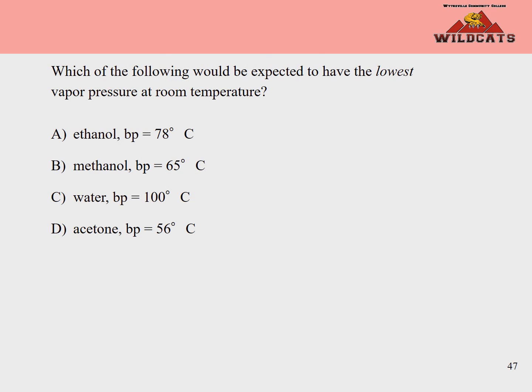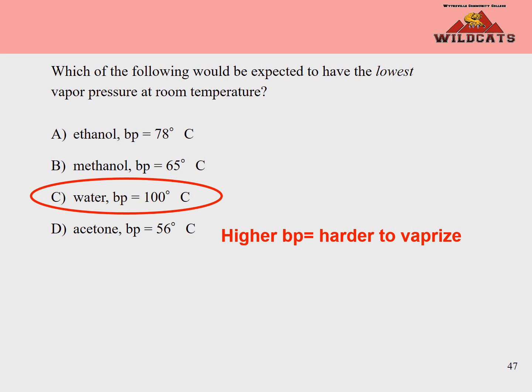Okay, so we've got a list of compounds and we want to know which would have the lowest vapor pressure at room temperature, which means which one is the hardest to turn into a vapor. And the one that's the hardest to turn into a vapor will be the water because it's got the highest boiling point. You have to reach 100 degrees Celsius before all the molecules would have enough energy to escape. And so the higher the boiling point, the harder to vaporize. So we're looking for water.